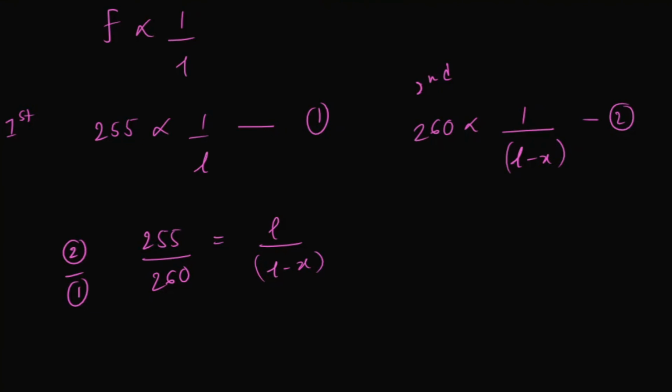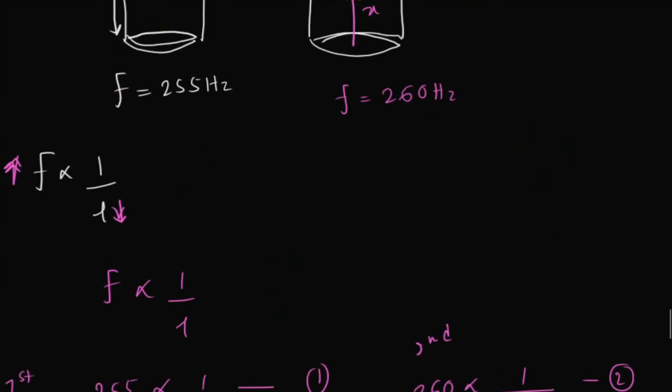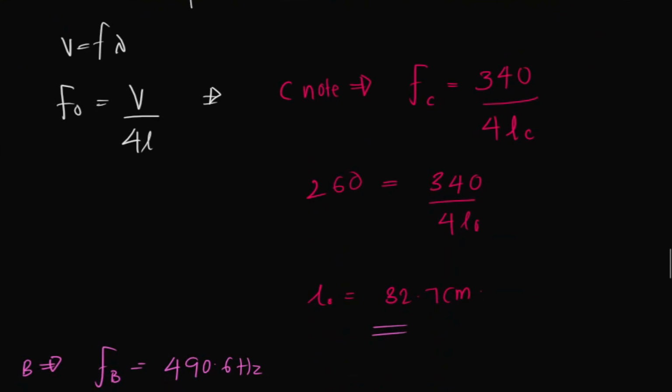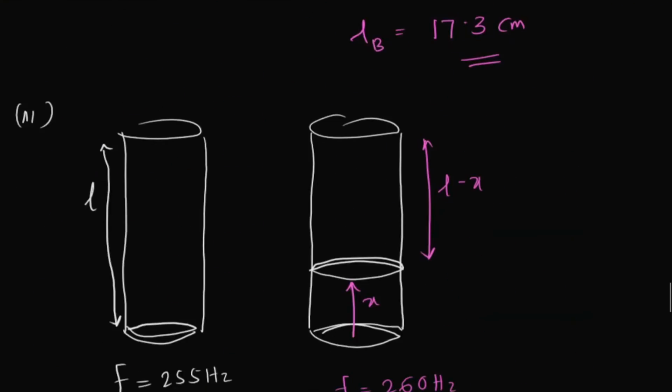If you do that, of course, you are going to get an L, right? Do we know L? Yeah, L is known, right? L is 32.7, isn't it? Somewhere here we got the value. For the C note, L, the length, should be 32.7, right?